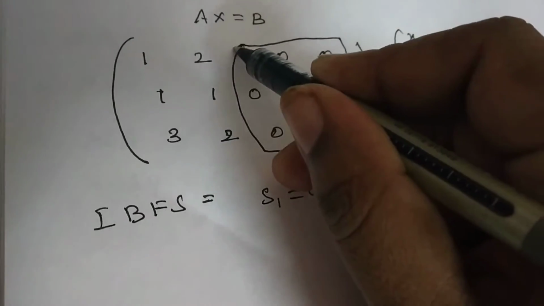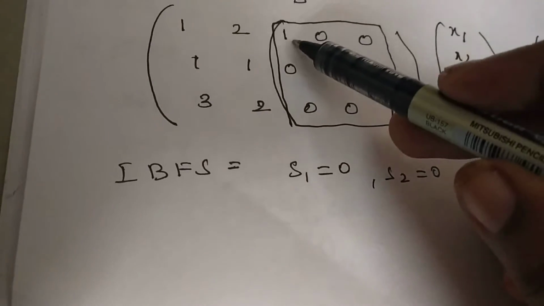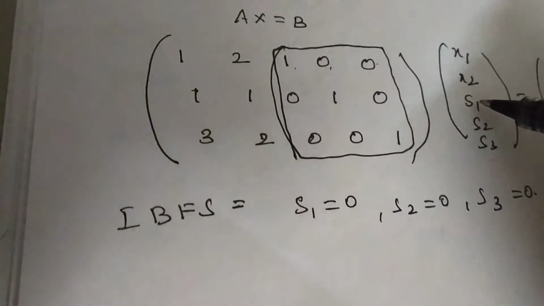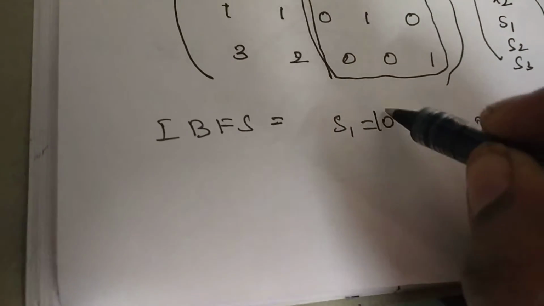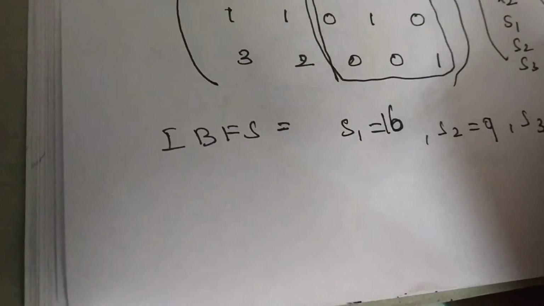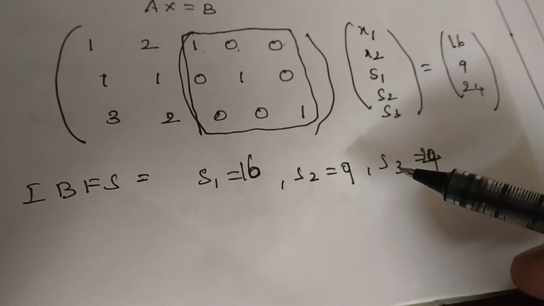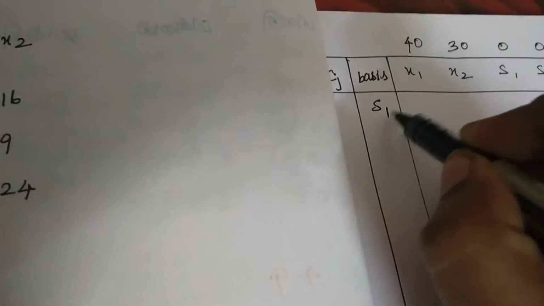So this is the unit matrix. Here 1 0 0, 0 1 0, 0 0 1. According to the elements s1, s2, s3, which is equal to 16 and then 9 and then 24. Very sorry, so this is s1 is equal to 16 and s2 is equal to 9 and s3 is equal to 24. So you just write this down in the table here. What are the variables in the basis? First s1, and then s2 and then s3.